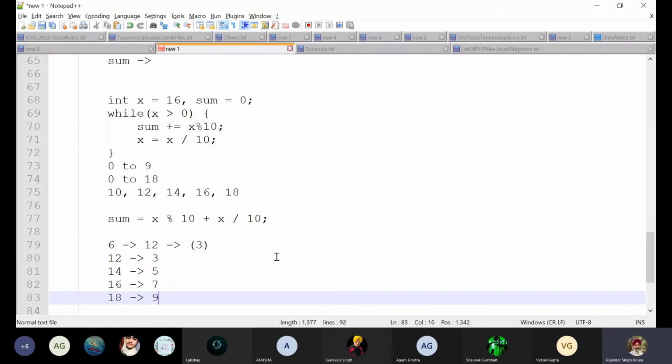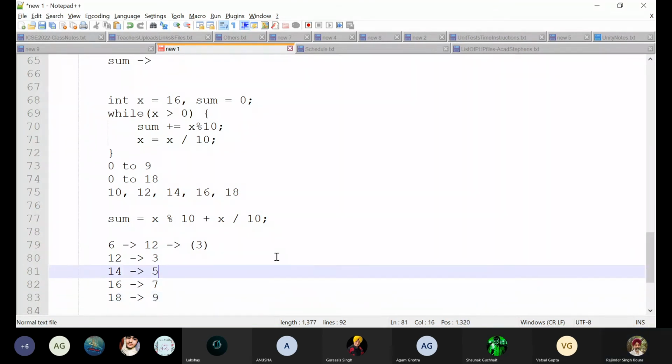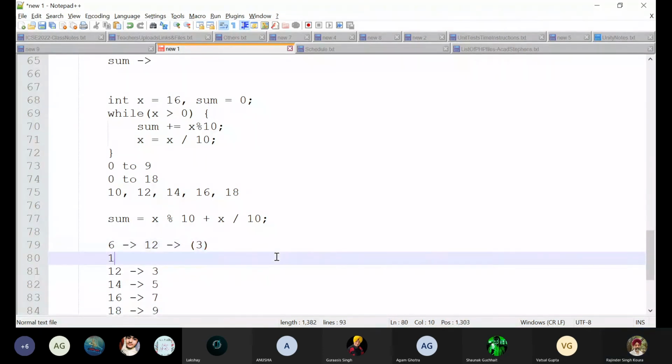Sir, can the double digit number be subtracted by 9? Who gave that answer? Shanak. Yes, Shanak. That is the third answer.